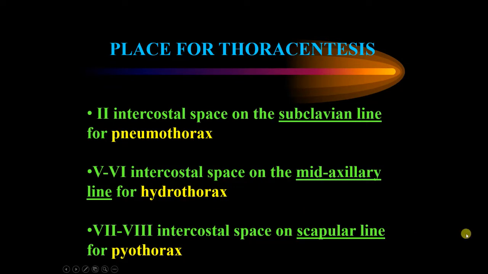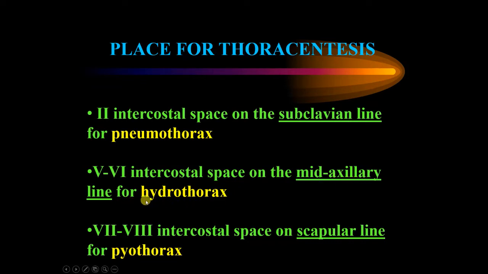Now let's talk about the places for thoracentesis. Different conditions have different places for this procedure. The first place is the second intercostal space along the subclavicular line. We can use it for pneumothorax. It is because of gravitation: the air goes up and the lung goes down. If you do a puncture in the second intercostal space, the risk of trauma to the lung is minimal. For hydrothorax, it is the fifth or sixth intercostal space on the mid-axillary line.